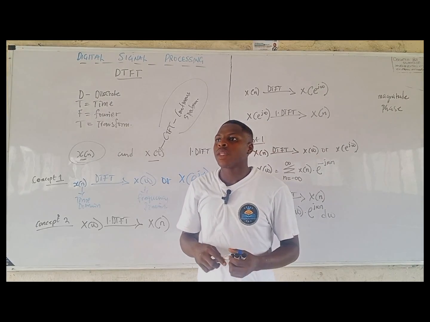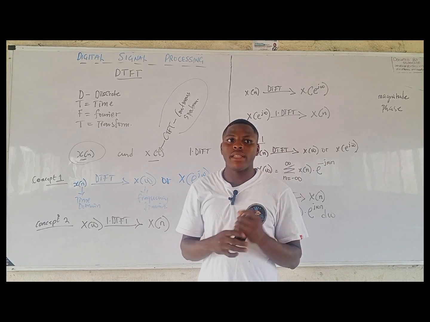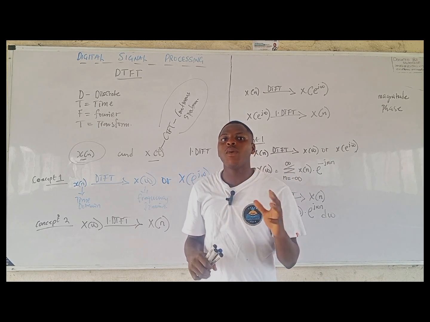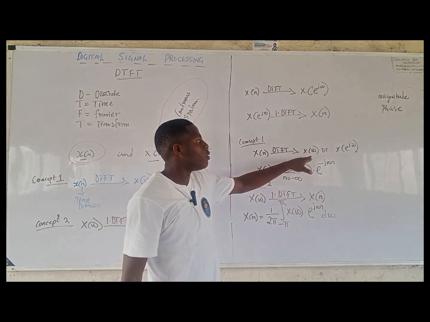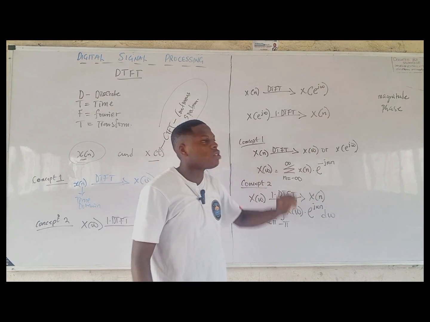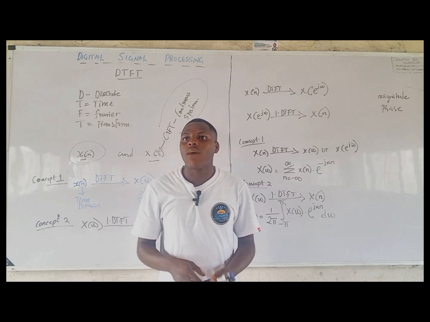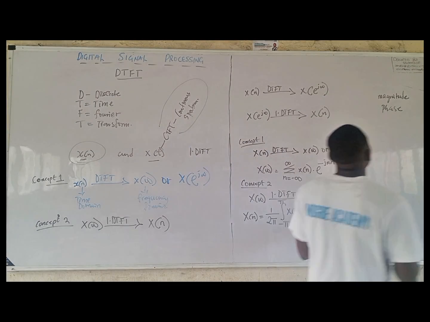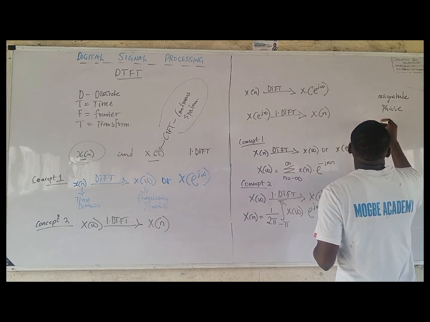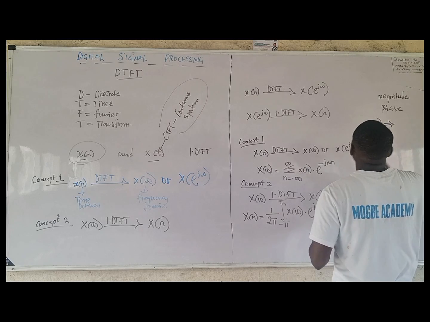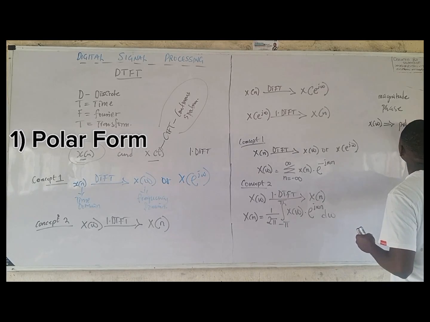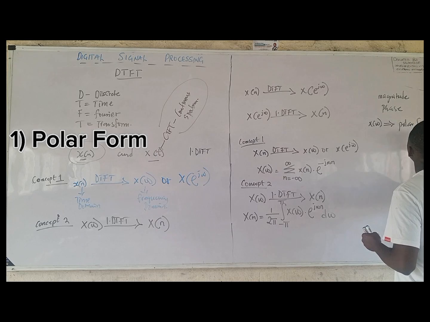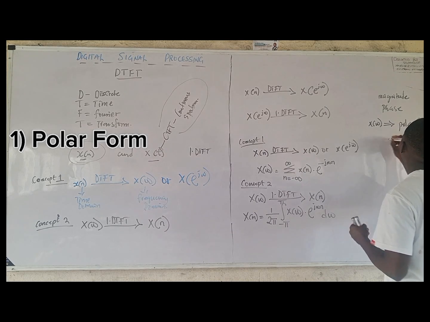Are we together? Now, basically, your frequency domain is always characterized in two forms. Now, what are they? The first form is what we call the polar form. S(ω), which is our frequency domain, is characterized in two forms. The first one is what we call the polar form, and the second one is what we call the rectangular form.